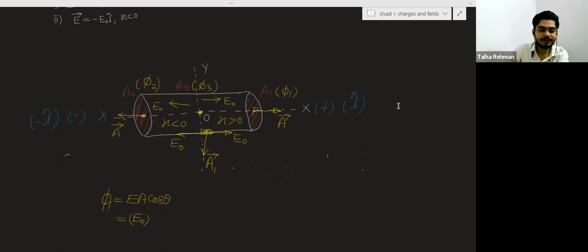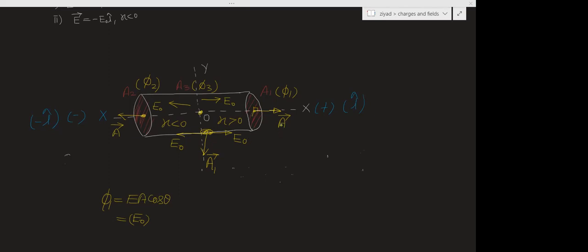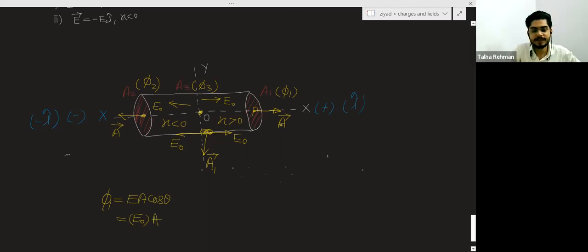So E naught is the electric field. We are talking about this area and this electric field, just calculating the flux through this area. What is the formula of flux? EA cos theta. The electric field at this area is E naught, and the area vector is A; if we are talking about the magnitude, we take it as A. What is the angle between the area vector and the electric field? 0 degrees, because the direction of the area vector and the electric field is along the x-axis. Then we will take cos 0.